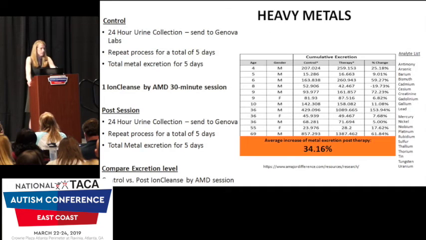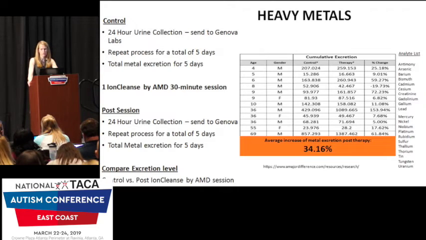And then this looked at heavy metal excretion. Essentially they had a group that collected their urine for 24 hours over a 5-day period of time, did 1 ion cleanse foot bath for 30 minutes, and then collected their urine over a 24-hour period for 5 days afterwards. What they found was that there was a 34% increase in metal excretion post-therapy.